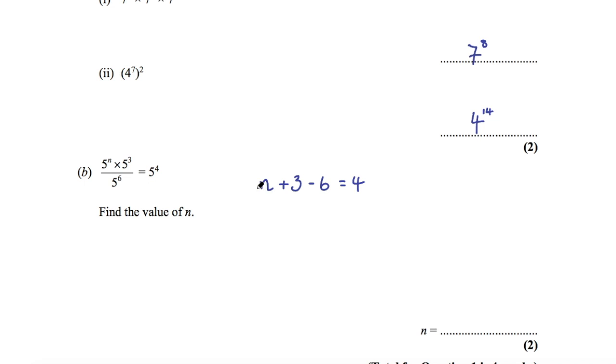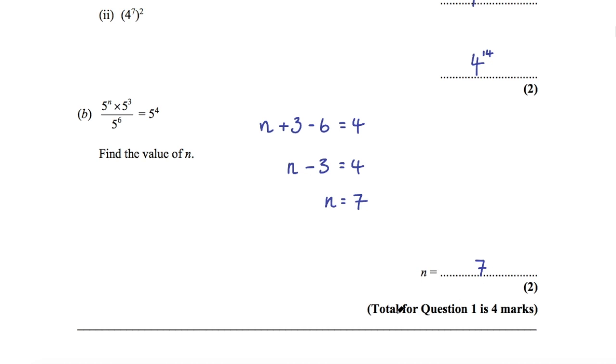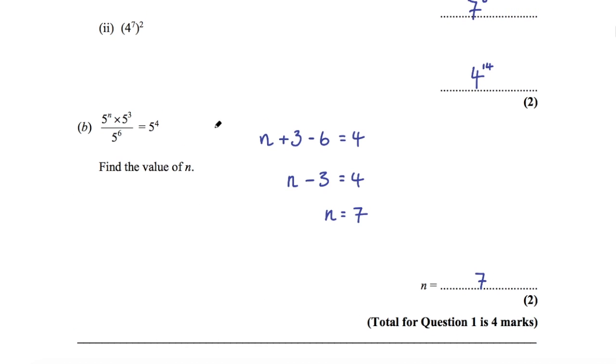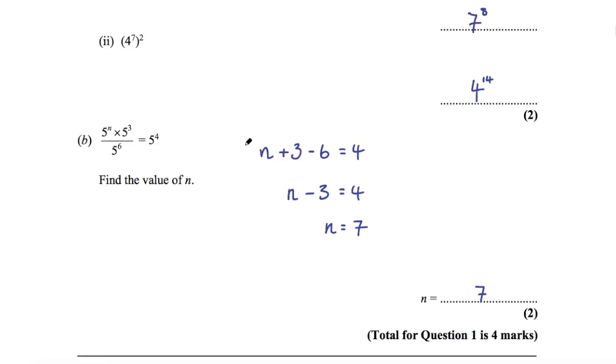So what will n be here? Let's just go ahead and solve this. n minus 3 equals 4, and so then n must equal 7. So n is 7. If you want more detail on these index laws, check out my video on index laws. I go through this in much more detail.